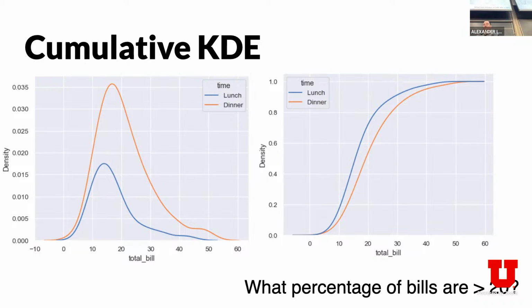What percentage of bills are less than 20, for example, right? And we can read this in both ways. So we can say 90% of my population have a bill for lunch of less than 25, right? Or 30, something like that. So it is very easy to answer these particular questions.